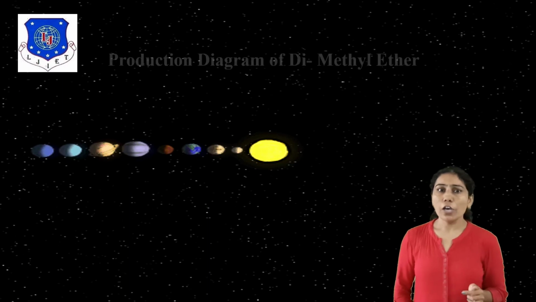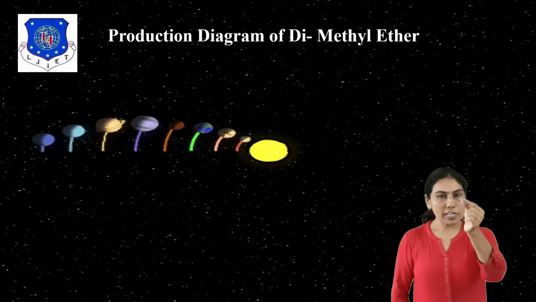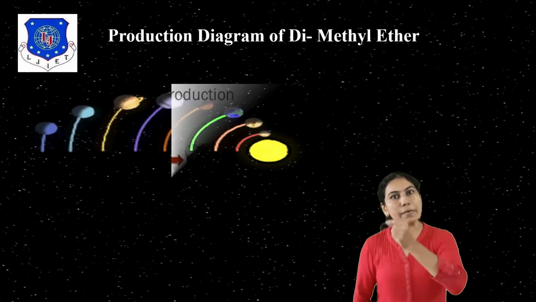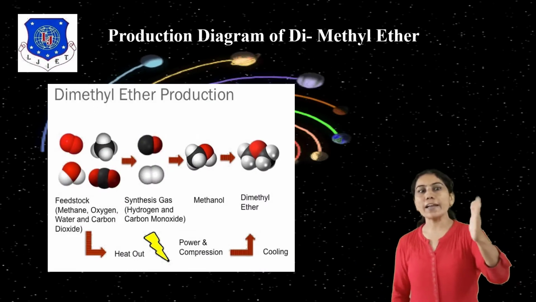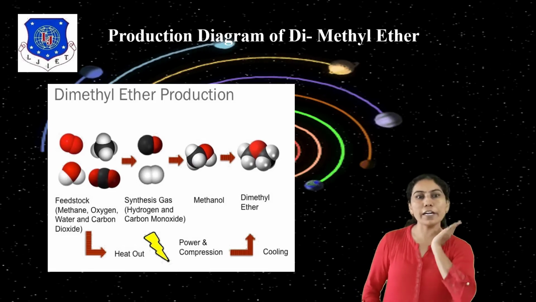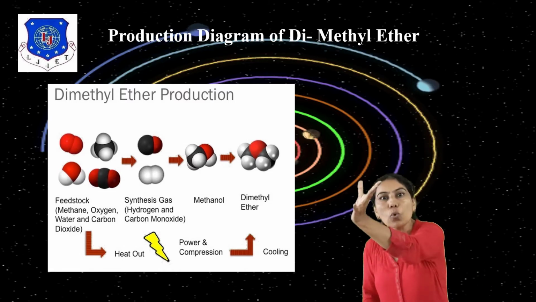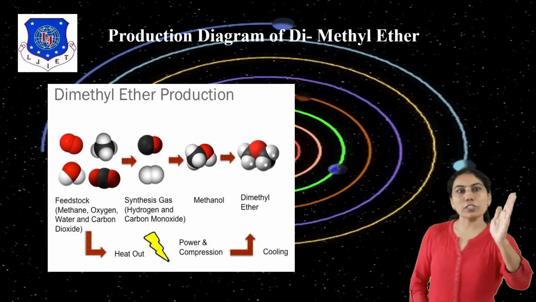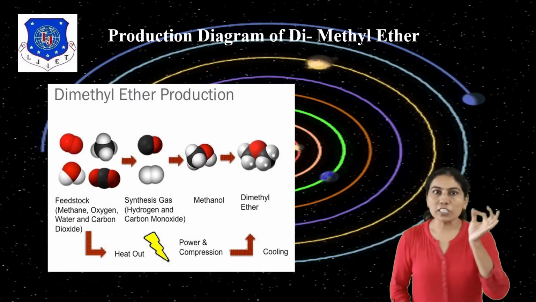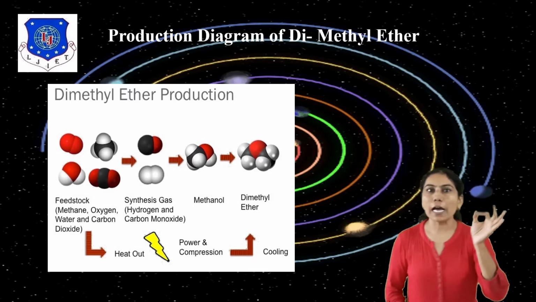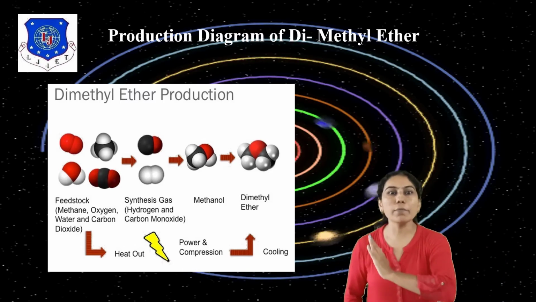Second point is you can see the production diagram of dimethyl ether. So what is the simple process diagram of dimethyl ether? You can see the diagram. The first is the feedstock of methane, oxygen, water and carbon dioxide. The heat is removed, and then compression and cooling. You can convert the feedstock into dimethyl ether. Which feedstock? Methane, CH4, then oxygen, O2, then water, H2O, and carbon dioxide, CO2. The synthetic gas means hydrogen and carbon monoxide.